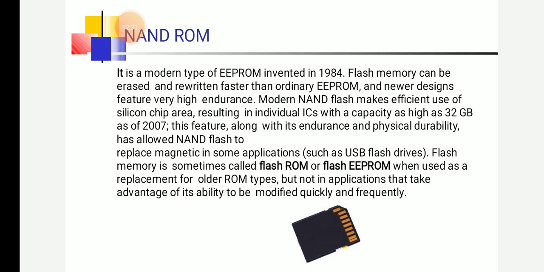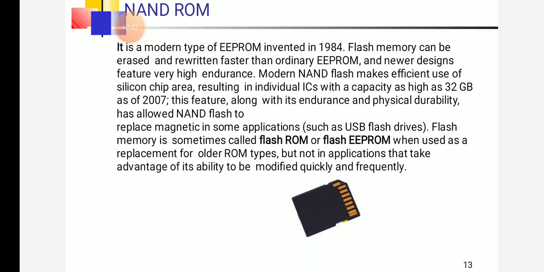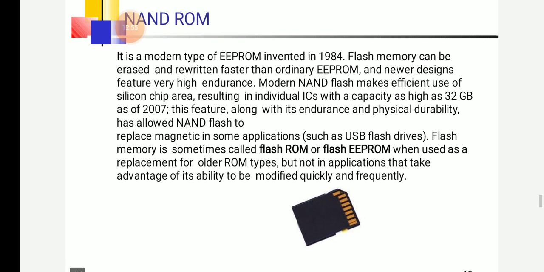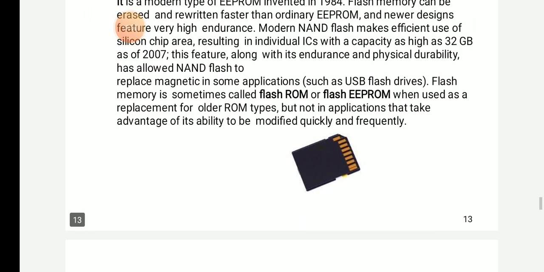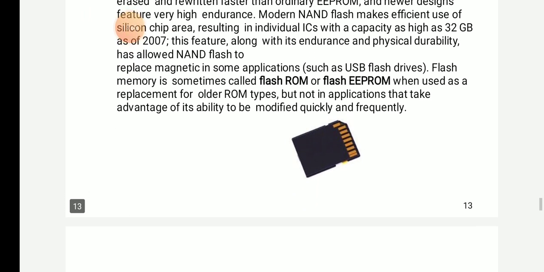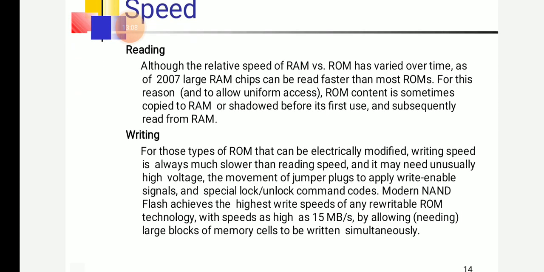This feature, along with its endurance and physical durability, has allowed NAND flash to replace magnetic storage in some applications such as USB flash drives. Flash memory is sometimes called flash ROM or flash EEPROM and is used as a replacement for older ROM types, but not in applications that take advantage of its ability to be modified quickly and frequently. This is just like your memory card, or you can use it in a card reader. Speed: reading and writing.